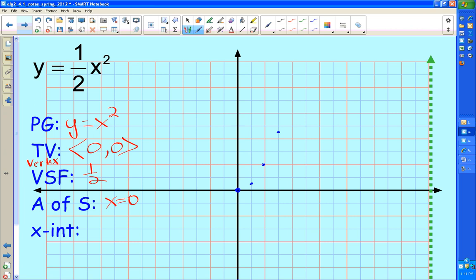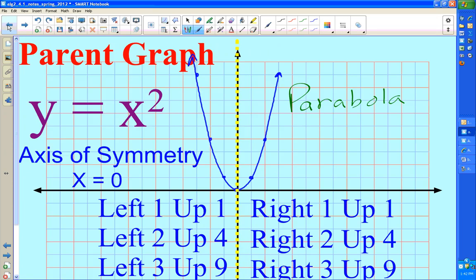Now, if you're not getting how I'm getting those points, you should be like this right now. I don't get it. I don't understand how you got right 1 and then up 1/2. Okay, remember the vertical stretch factor. We're going to multiply the ups, whatever you say after the word up in the parent graph. In this example, what's the vertical stretch factor? 1/2. So whatever I say after the word up, you're going to times it by 1/2.